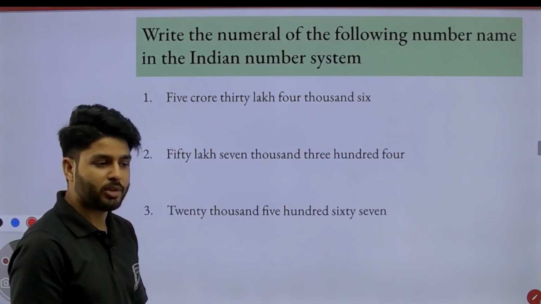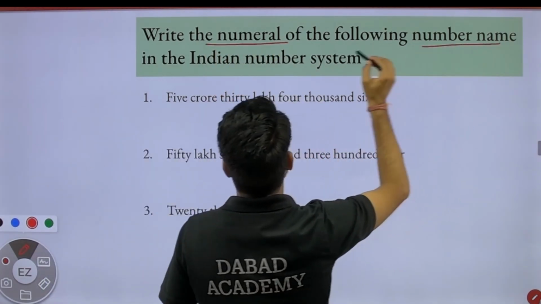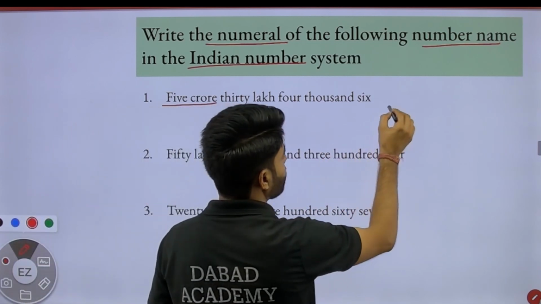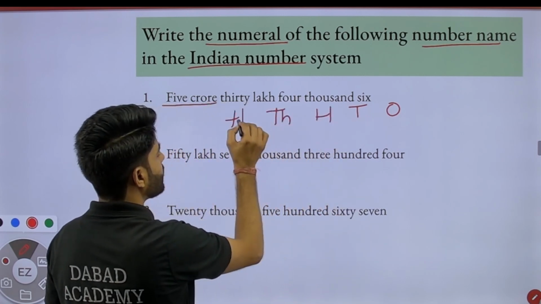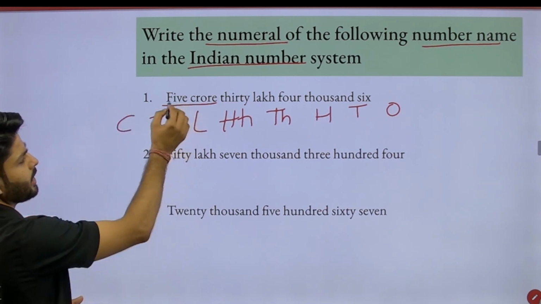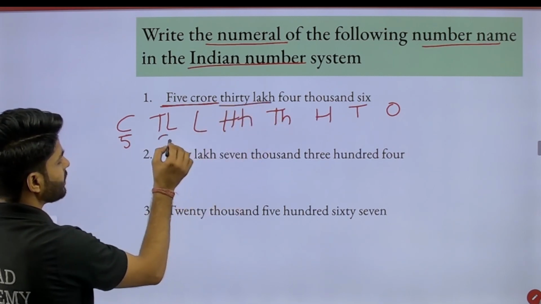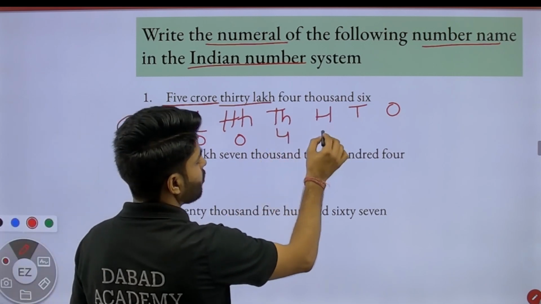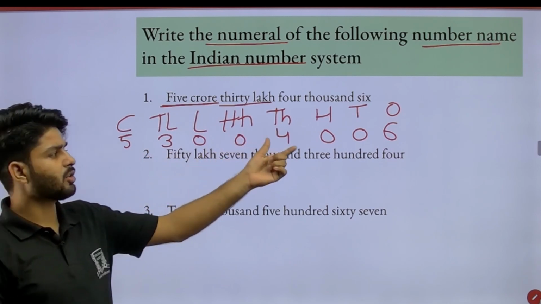Okay, now we have to write the numeral form of the following number name in the Indian number system. First we have 5 crore, so we write all the place values like ones, tens, hundred, thousand, 10,000, lakh, 10 lakh, and then crore. So here we write 5 crore. Then we have 30 lakh, so we write it as 30 lakh. Then 4,000, and then 6. There is no term in the place of 100, and that is 6. That is 5 crore 30 lakh 4,006.